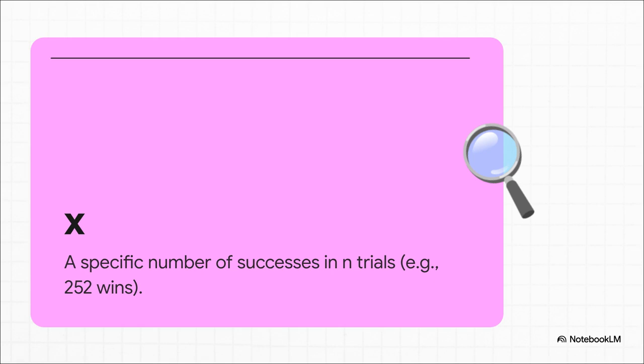Next, there's x. This is the specific number of successes that we actually saw happen. In our case, a success is when the team that won the toss also won the game. So our x is 252.